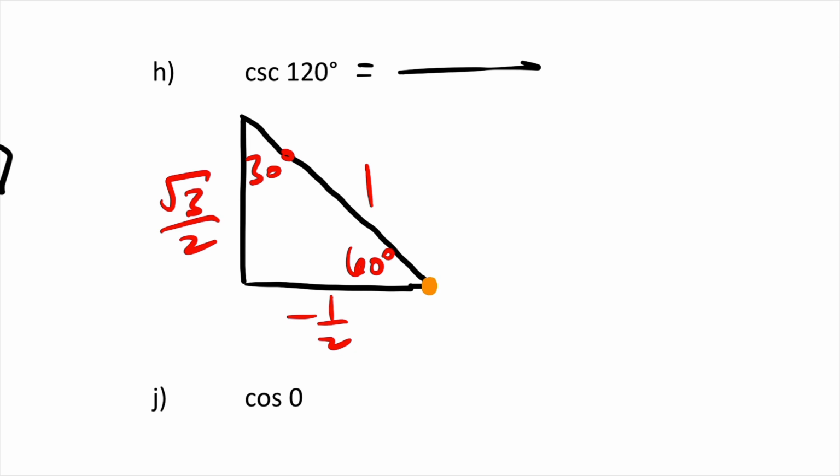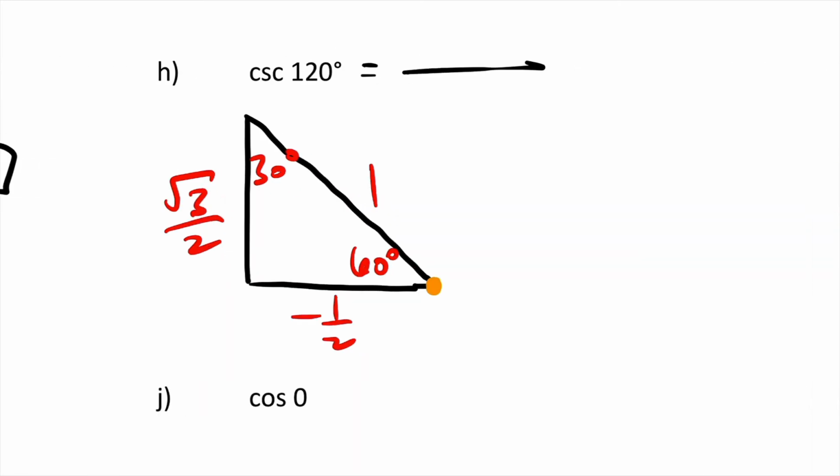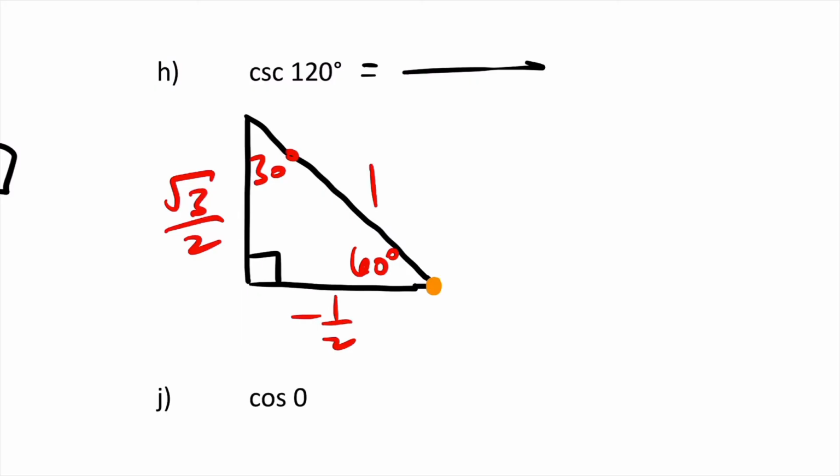Okay, so the triangle here is the same triangle as the one for G. It's in the same spot. 120 is the same as 2 pi over 3. So everything about the triangle is the same. So cosecant is hypotenuse over opposite. So hypotenuse is 1. Opposite is the square root of 3 over 2.